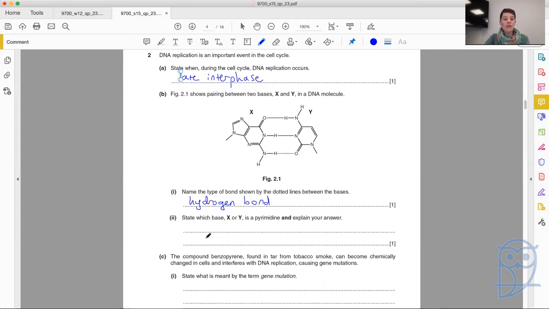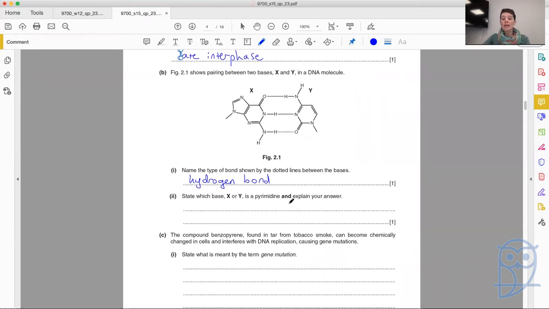And then they ask us to state which base, X or Y, is a pyrimidine, and explain your answer. So remember, you've got your pyrimidine and you've got your purine. Now the thing is that their sizes are back to front with their names. The pyrimidine is the smaller one and the purine is the bigger one. So Y, single ring structure, is a pyrimidine. So Y is a pyrimidine because it has a single ring structure.